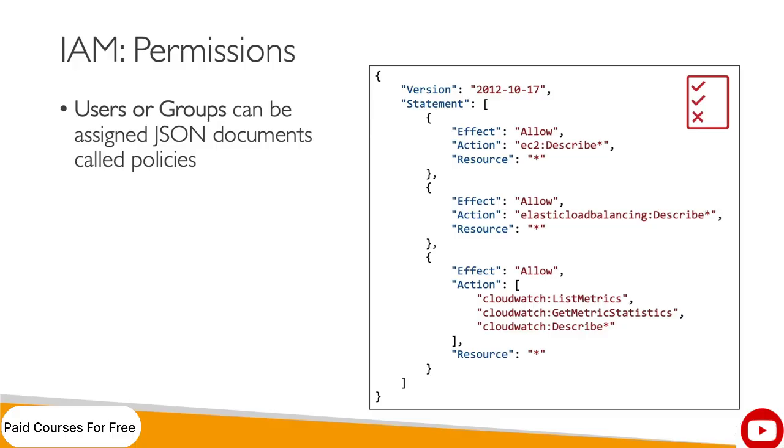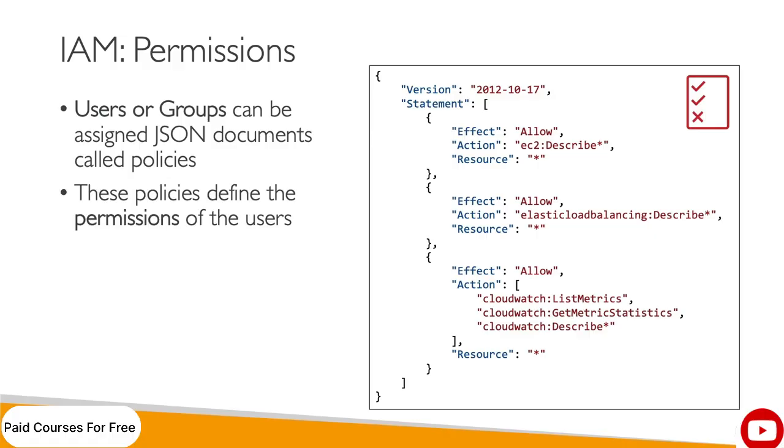In this example, we can see that we allow people to use the EC2 service and do describe on it, to use the Elastic Load Balancing service and do describe on it, and to use CloudWatch. We'll see what EC2, Elastic Load Balancing, and CloudWatch mean, but through this JSON document, we are allowing our users to use some services in AWS. So these policies will help us define permissions of our users.